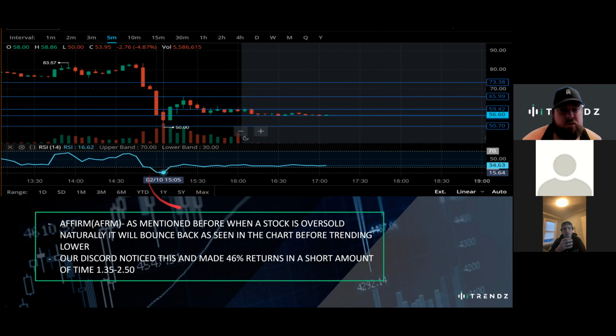Our chat was able to get in on this play and actually take a 45% return in a matter of 20 minutes, just based off the concept that when a stock goes oversold and the RSI is showing oversold at such a rapid pace and a significant drop, that naturally the stock's going to have to jump back. And that's what we captured using the RSI today on Affirm.